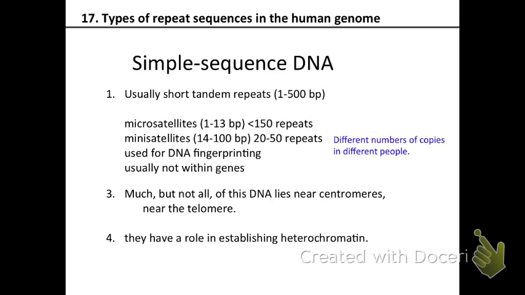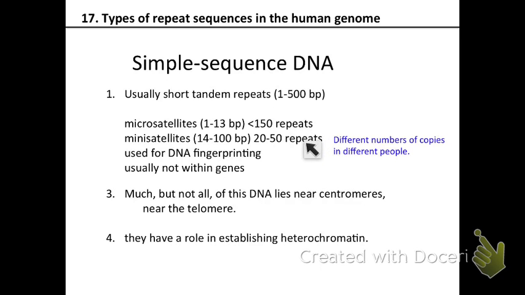The first class of repeat sequences we call simple sequence DNA. These are usually short tandem repeats. Tandem means right next to each other. They are usually 1 to 500 base pairs in size. They're classified further into microsatellites. These are 1 to 13 base pair repeats. You would find less than about 150 of these in a given location. There are multiple locations, of course.